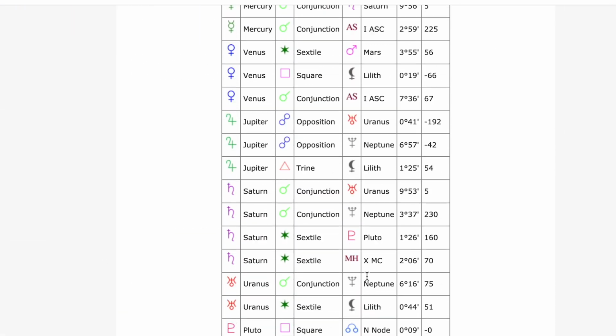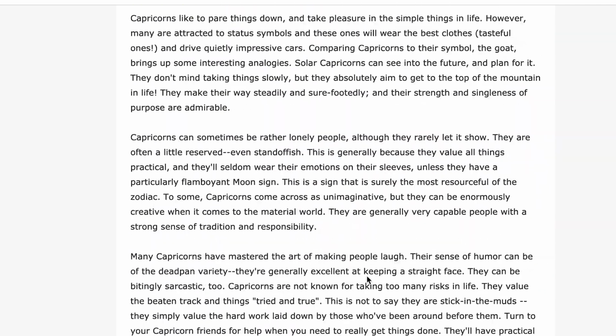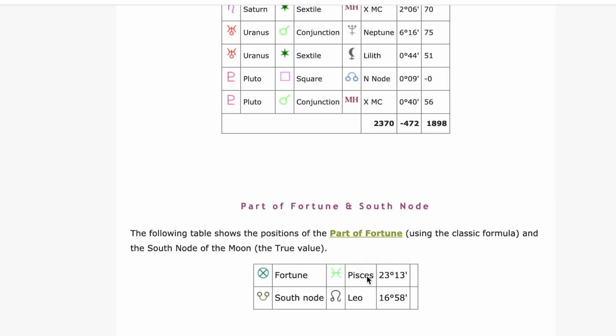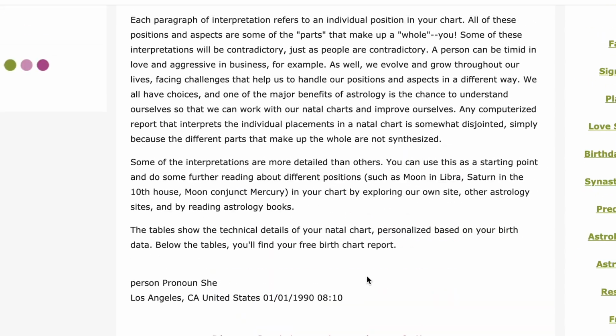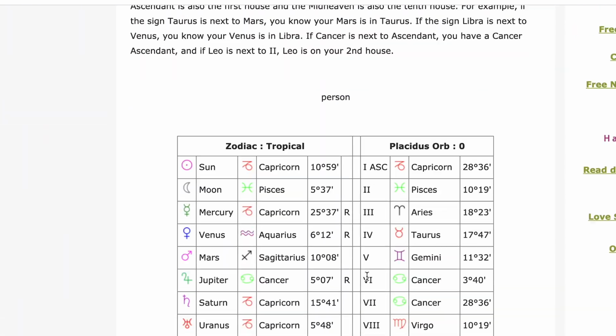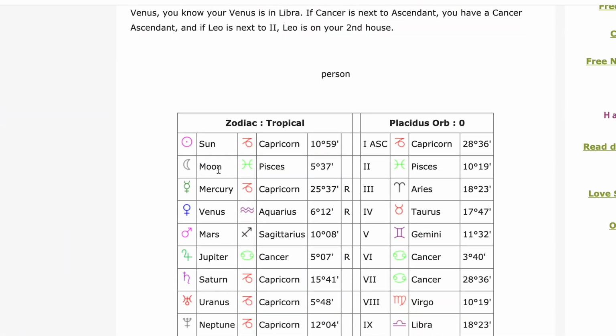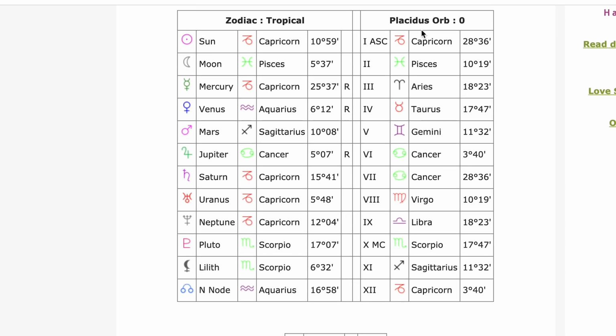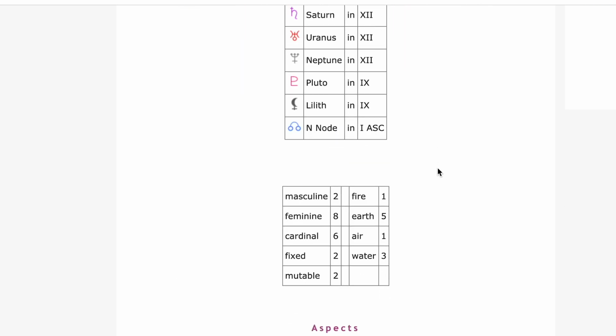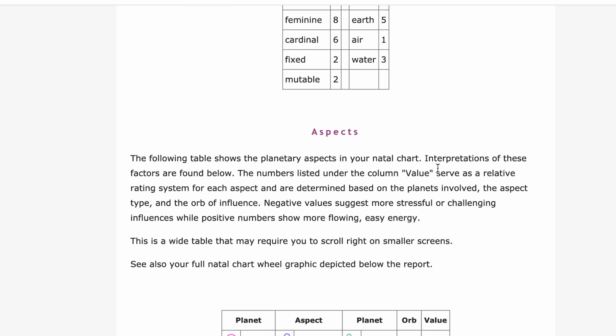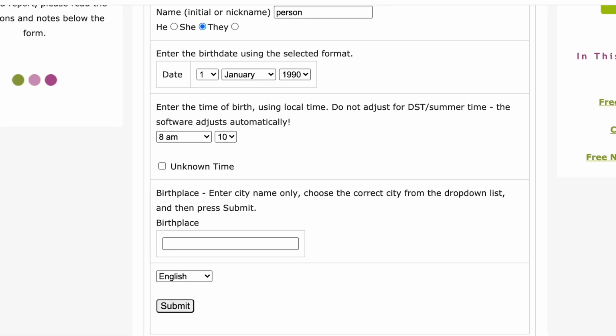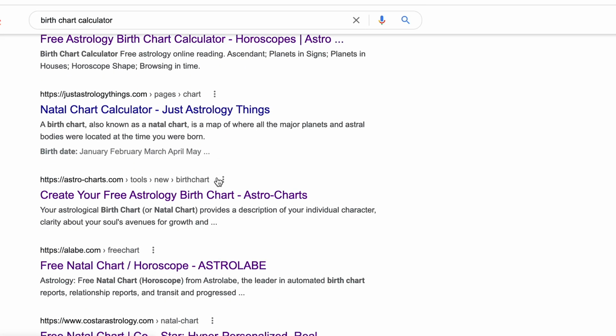Okay, so this service doesn't give us the wheel. As you can see, it does give you the zodiac placements of the sun placement, the moon, Mercury, all the planets, and then it would list the houses here and what degree they have on the cusp. But it doesn't have the visual wheel, and I specifically like the wheel. I think you should learn with a wheel. So let's move to another service that can give us a wheel.